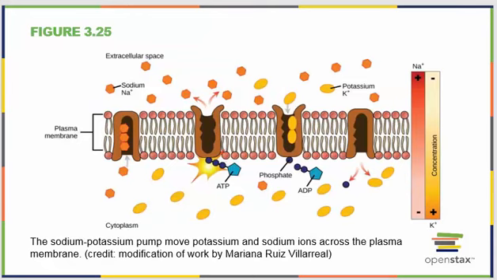The body takes care to keep potassium inside of the cell, creating a very electrically positive space. The outside of the cell has a very high concentration of sodium. Special pumps move potassium and sodium ions across the plasma membrane.